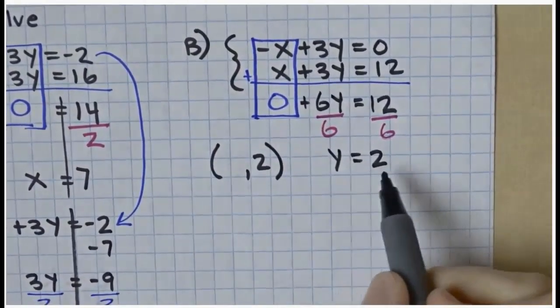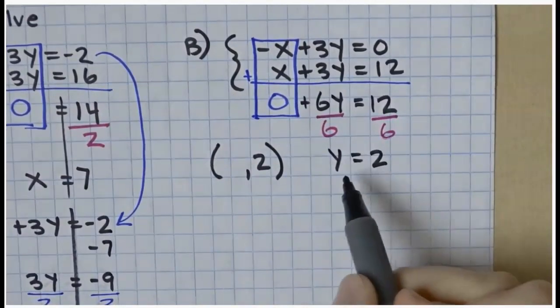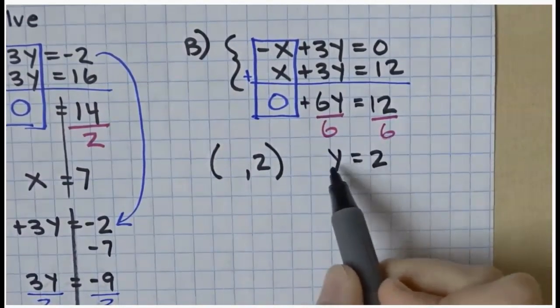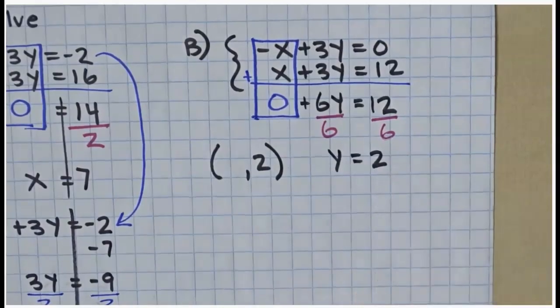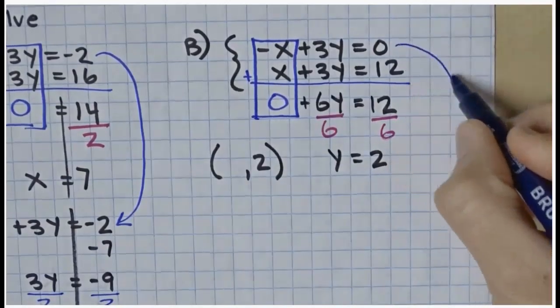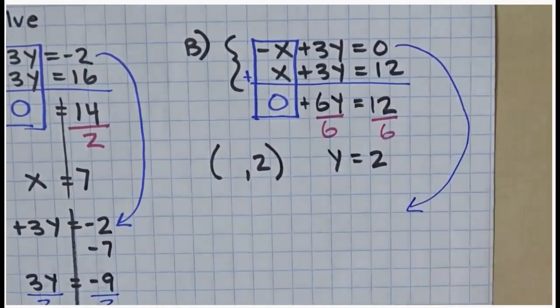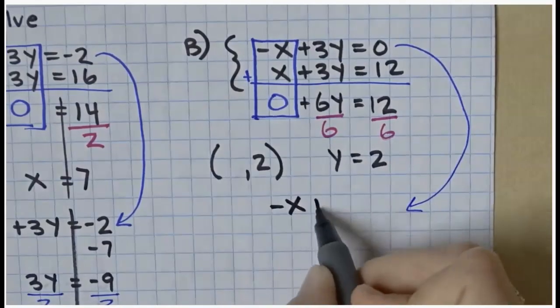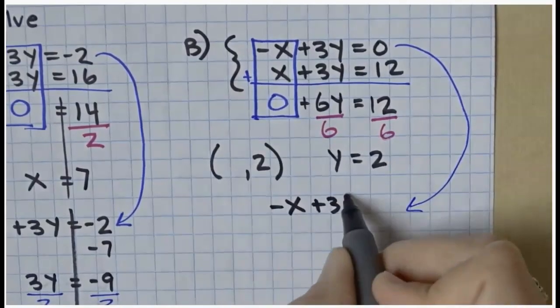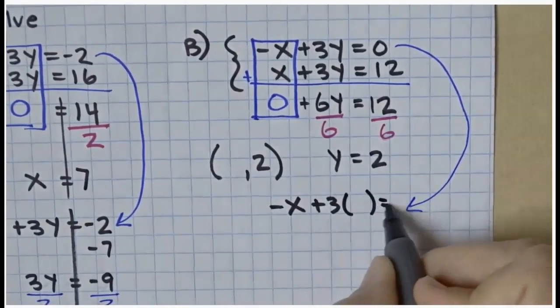And now that I know that y is equal to 2, I didn't like seeing the y in my equation because it had 2 variables. But if I can replace it with the 2, I won't get to see y anymore. So let's do that. And let's just pick the first one again. Doesn't matter which one. I'm going to take this one, and we'll use that one. So it'll be negative x plus 3y equals 0.